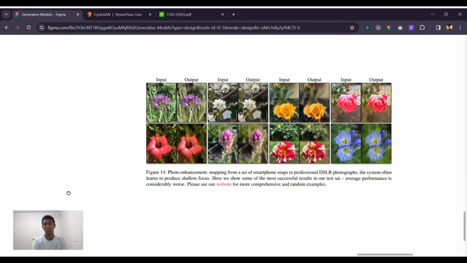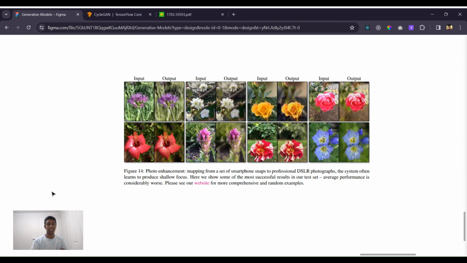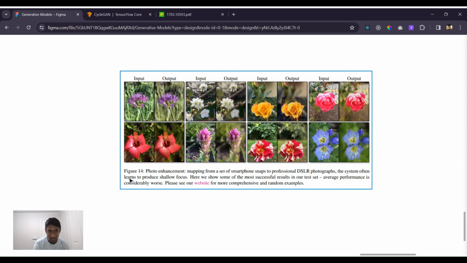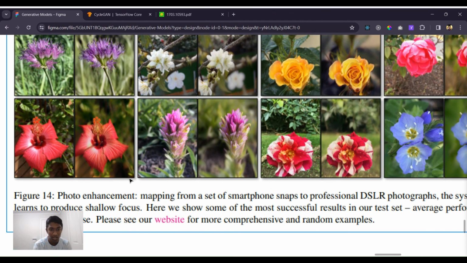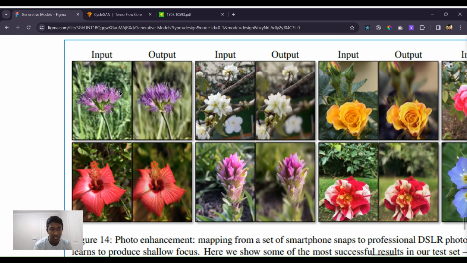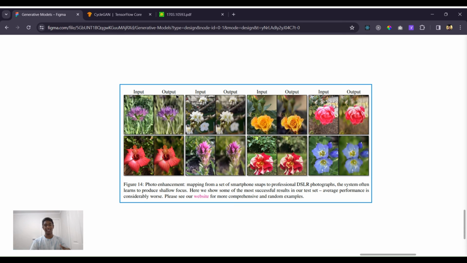Another use case is for photo enhancement. So you can take low res images and convert them into high res images. I think that's what they did here. Or I think they might have done a blurring effect, probably. Yeah, because this image looks like a blurred version of this. Either way, the possibilities of what you can do with image to image translation is pretty much unlimitless.